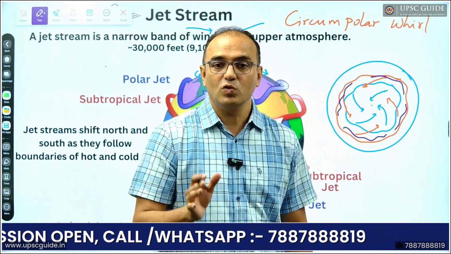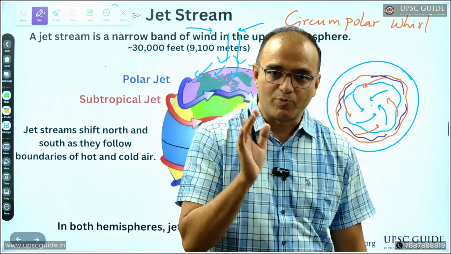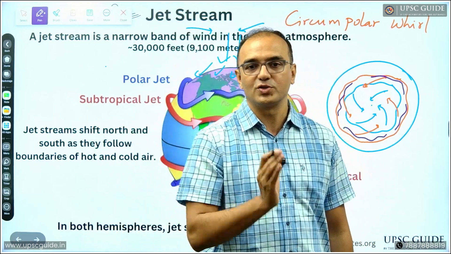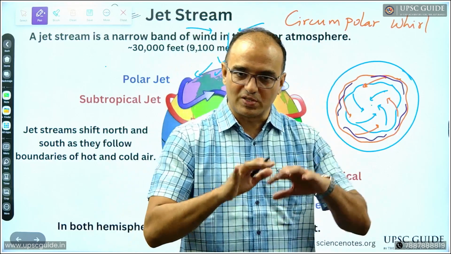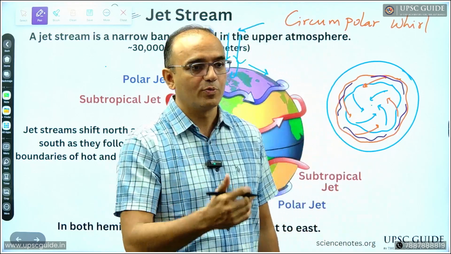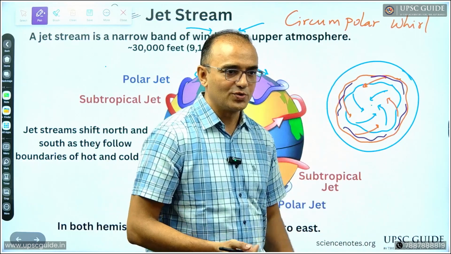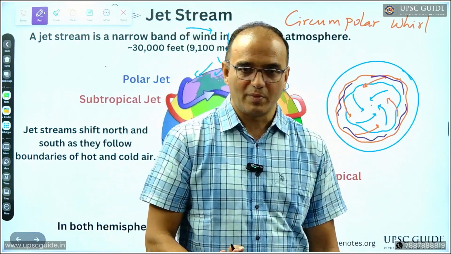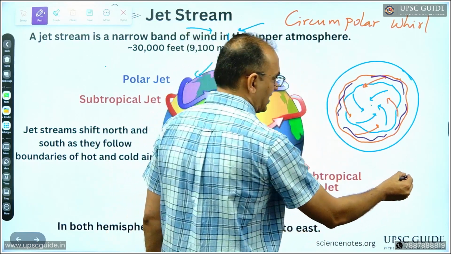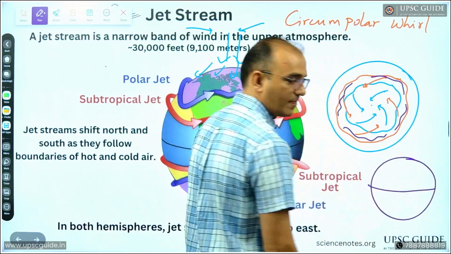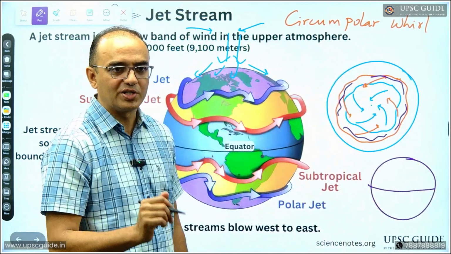Understood? So jet streams are localized bands of high velocity air in the upper atmosphere which move from west to east. It is part of the circumpolar whirl, the equatorward portion of the circumpolar whirl. Clear? This much is understood? Now, if I draw this earth like this, and this is the equator, where would you find the jet stream?